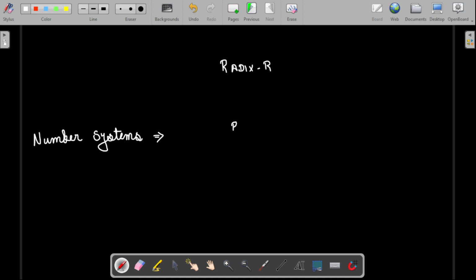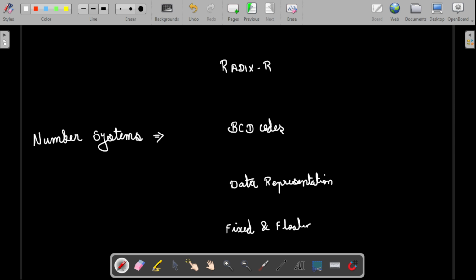Another one is the BCD codes. This is something different. Then data representation is another thing that we have newly added in every syllabus. And then fixed and floating point. This is also a new thing added there. We will be discussing all of this in detail. Once this is done, the number system is done.